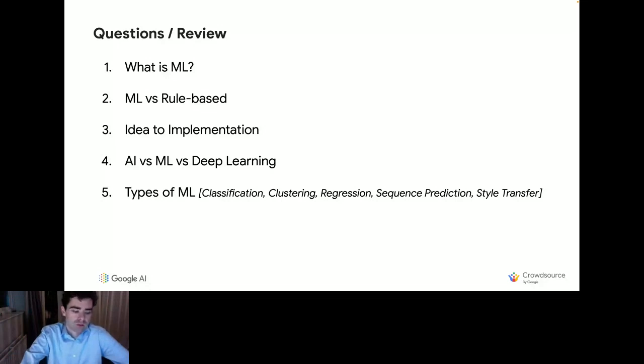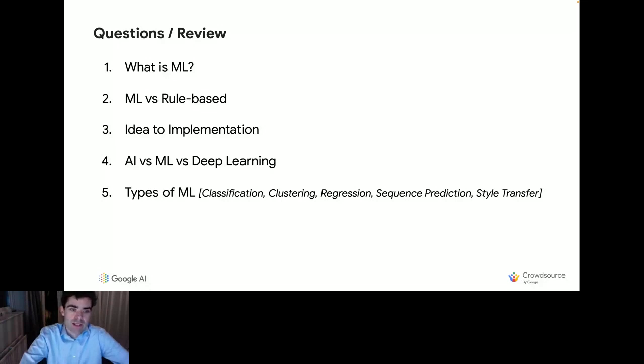Idea to implementation. We haven't done that much implementation in this tutorial or lecture. But we've talked a little bit about how we can use some of the ideas for image classification, sentence completion and text messages, identifying landmarks, etc. And you'll find all about this on the Crowdsource app if you want to go and look at it.